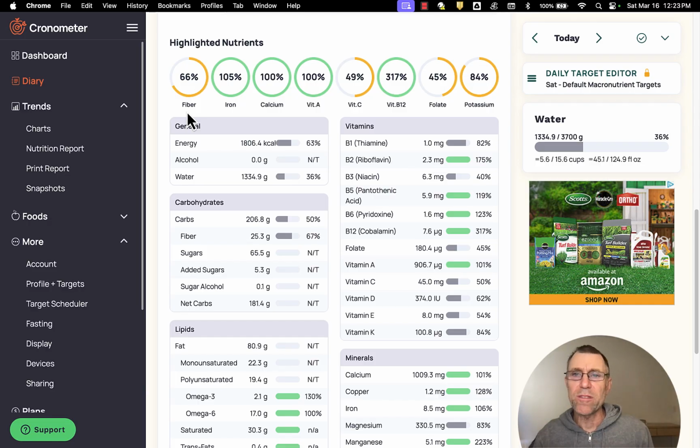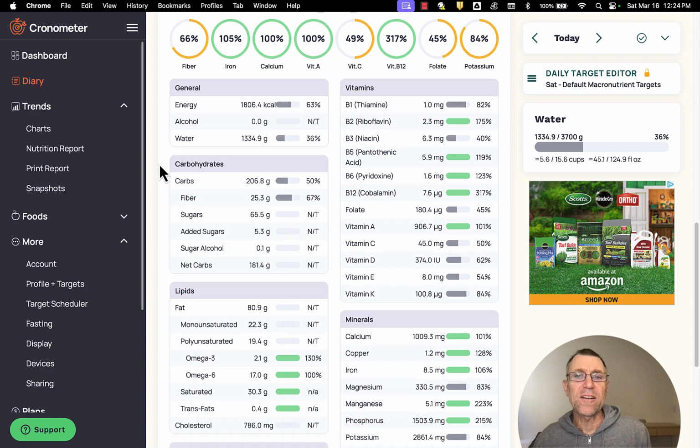I don't mess with customizing that, but you'll notice that if the circle around the nutrient is yellow, you haven't reached your target yet. It has a percent of reaching your target in the middle there. If it's green, that means you've hit your target or exceeded it. So let's scroll down to this data underneath that.